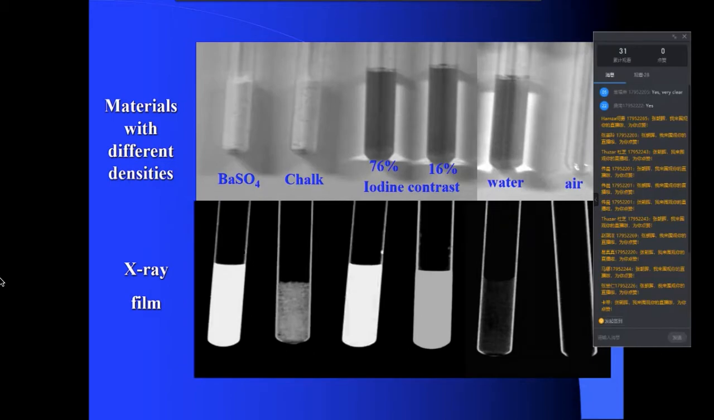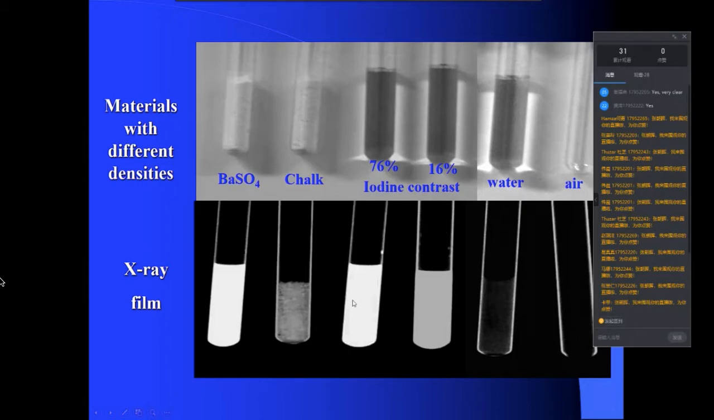This slide shows the radiographic appearances of materials with different densities, which are inside the test tubes. These materials include barium sulfate, chalk, contrast agents with iodine concentration of 76% and 16%, water and air. The image of the barium sulfate, which has the highest density here, looks brightest. An image of air, which has the lowest density here, looks darkest.